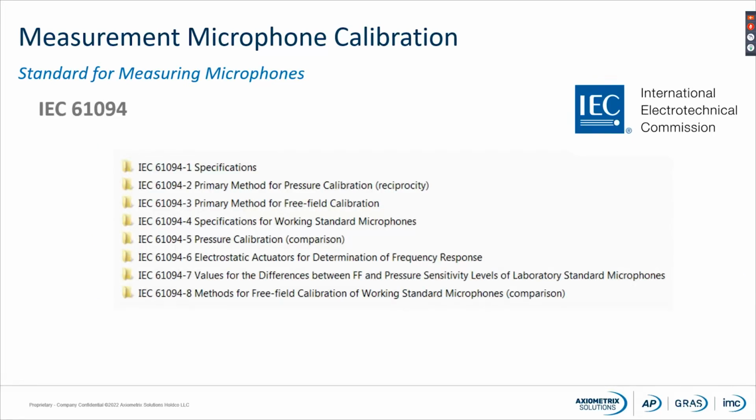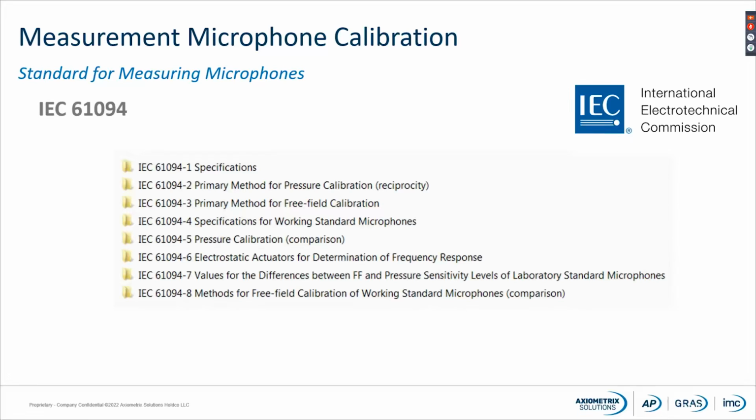So we have to have a look at the measurement microphone standard, the IEC 61094. This standard consists of 8 parts in total. 2 of these parts describe the specifications for the microphones fulfilling the standard. It's part 1 and part 4. Part 1 describes the specifications for laboratory reference microphones, the reference microphones you normally are using in secondary as well as primary laboratories.